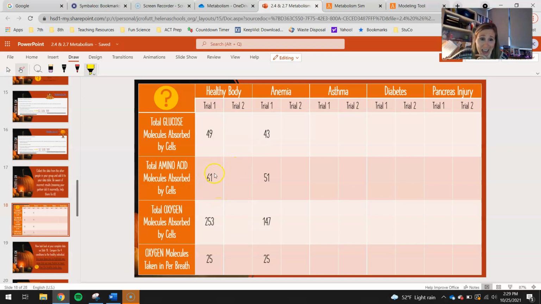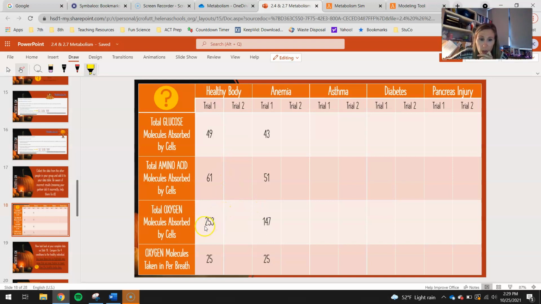Let's look next at amino acids. If we just compare our one trial of the healthy body to our one trial of anemia, again, it's only a difference of 10. We could again run the second trial and have it be more than 61. Always take a look at both trials to compare them. That's not a huge difference.